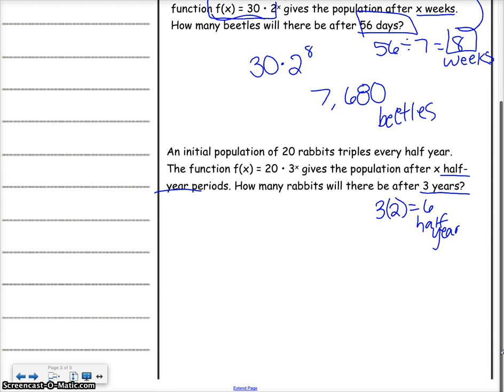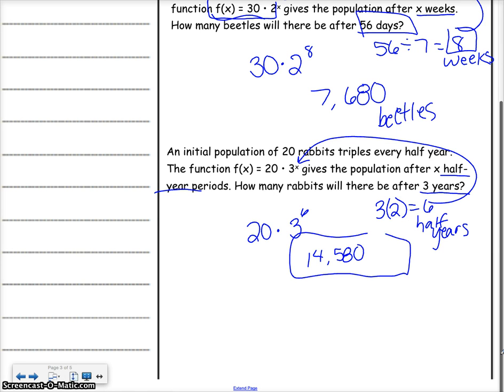So that's what I'm going to plug into this exponential function. So I'm going to plug my 6 in. So it's going to be 20 times 3 to the 6. 20 times 3 to the 6 is 14,580 rabbits. Do you feel like you can punch this into your calculator okay? And evaluate? That's plugging in. Okay, that's learning objective number 2. So we've done 2 learning targets. We've done identifying and we've done evaluating. Now we get to graph. We get to do the last one.